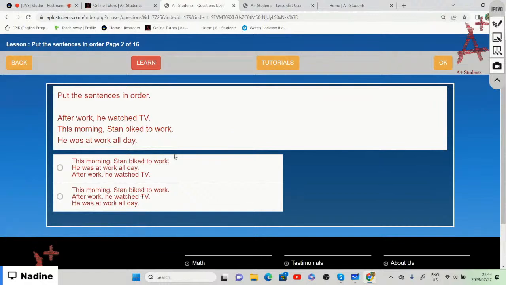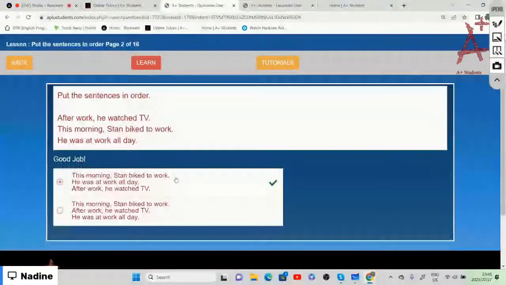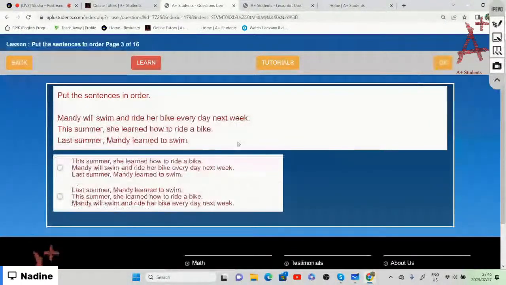So sometimes what can happen is when we put words or sentences in order, it can be very tricky, right? Because just when you think that you are putting something in the correct order, you are not, or vice versa. All right. Let us just choose anyone, right? If we choose this one, that says first this morning, then he biked to work, and then it is the last one.